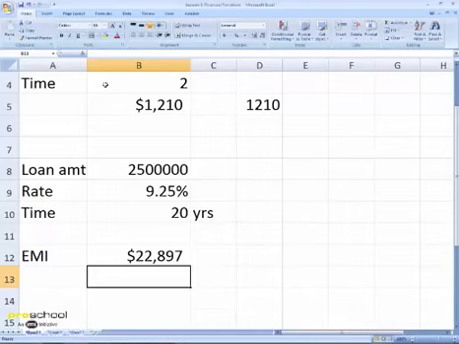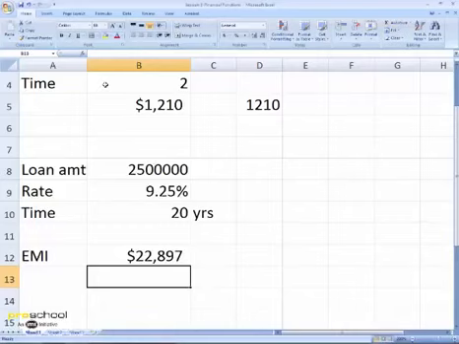Similarly, you can use these functions like NPER or rate. If you want to calculate, let's say, the number of periods, the number of years that you need to repay the loan, or if the rate is unknown and everything else is known, you can use the rate function to calculate the interest rate.